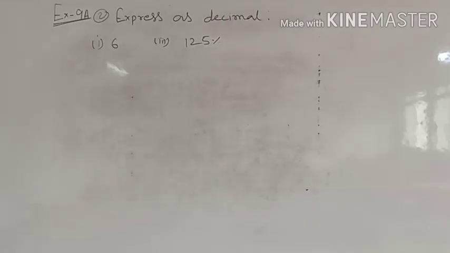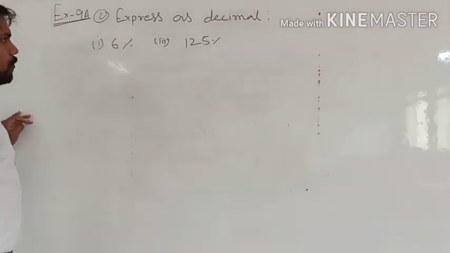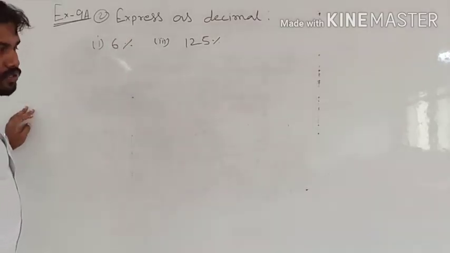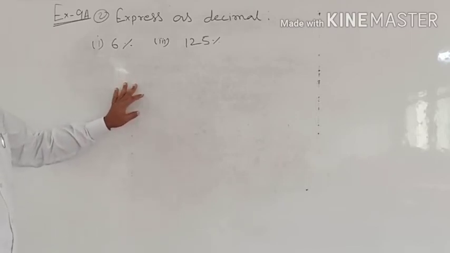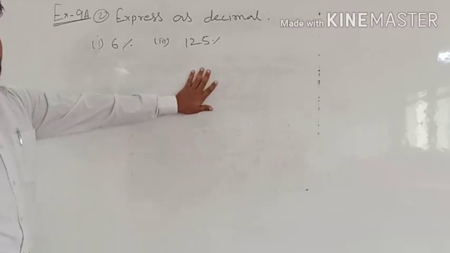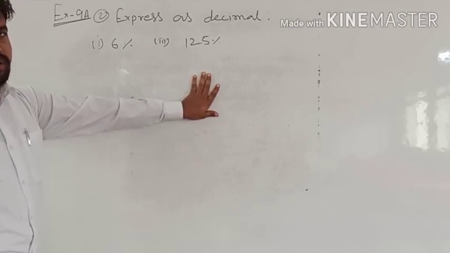Question number 2 is expressing as decimal. This is given in percentage, and you have to now convert it into decimal. We have learned that to convert percentage into decimal, first we have to convert percentage into fraction, and after converting into the lowest fraction, we can convert into the decimal.